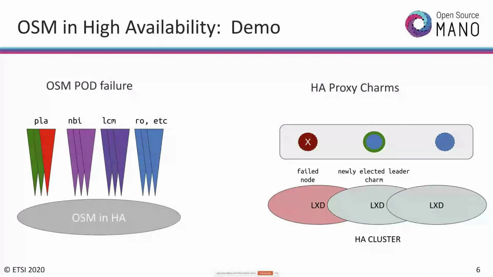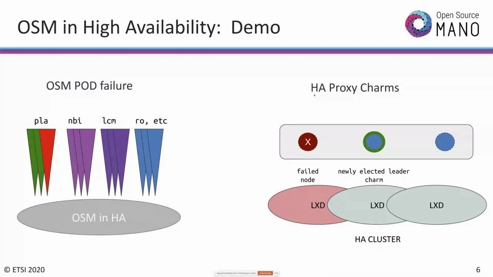Another option is --lxd-cred. Those are the credentials of the LXD cluster. --vca will specify the name of the controller we are going to use, and --k8s will provide the kubectl file with the credentials of the K8s cluster where the OSM pods will be deployed.